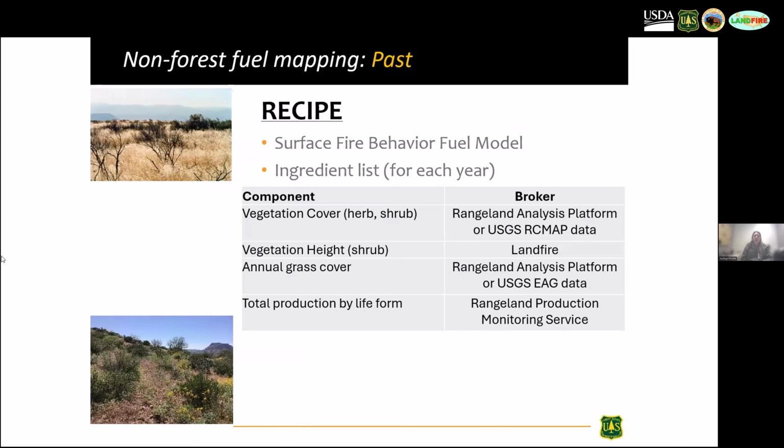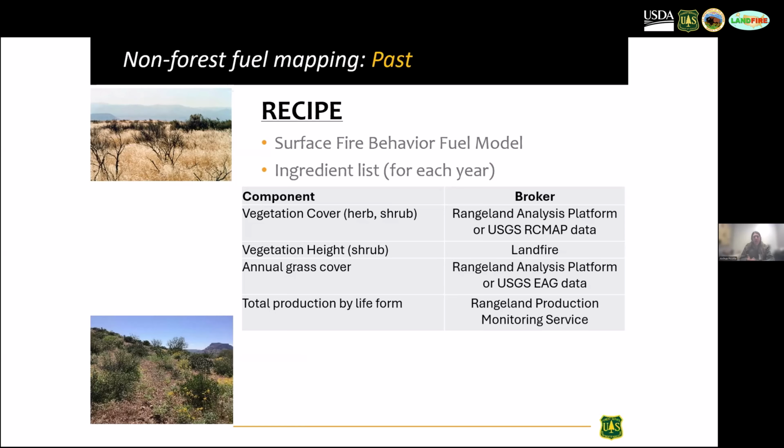So how do we kind of look at this, if we're looking at the past versus the present? We can look at the surface fire fuel behavior and kind of create an ingredient list of ways to modify the fuels. For example, you can look at vegetation cover. You can change this with RCMAP data. Vegetation height data we could get from LANDFIRE, especially from products where there's not a yearly product. And height, and this would be shrub, is not going to change necessarily quite as much as cover.